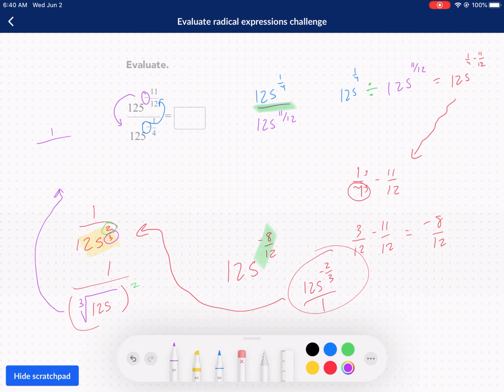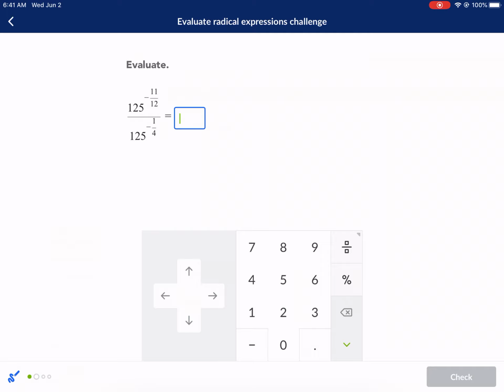So we get 1 over the cube root of 125. What times itself 3 times equals 125? 5. And then we still have to square this. So when we square it, we get 1 over 25, and that's our final answer. So pretty interesting. I didn't even mean to do this, but right next to it, the original, this monstrosity becomes 1 over 25. So we're going to type that in, 1 over 25.